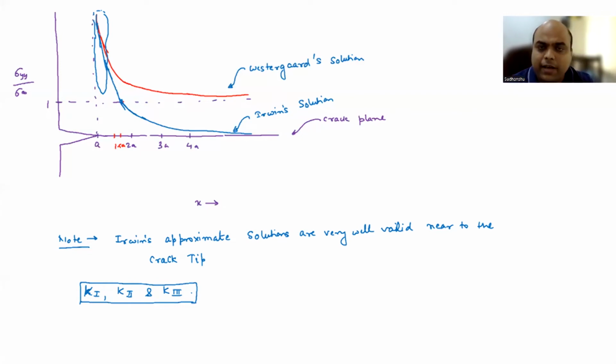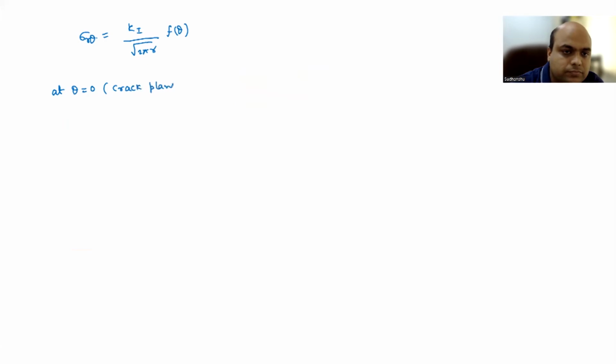That is one. And second, we also discussed that at theta equal to 0, you are not going to have any shear stresses. That means at the crack plane, whatever stresses you have are principal stresses, because there is no shear stress. So at theta equal to 0, if you remember, the solution for Irwin was sigma ij equal to K1 by root over 2 pi r times f(theta). You have to calculate the f(theta) term, and you will see that tau xy comes out to be 0. So at theta equal to 0, which is the crack plane, shear stress tau xy equal to 0.